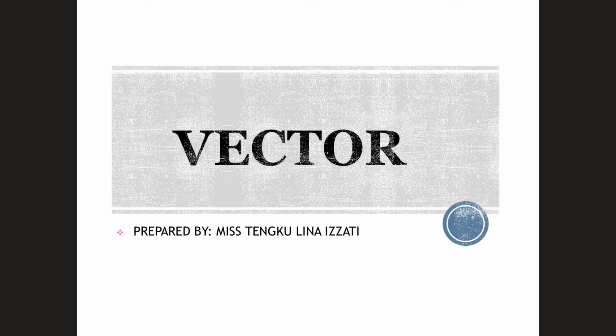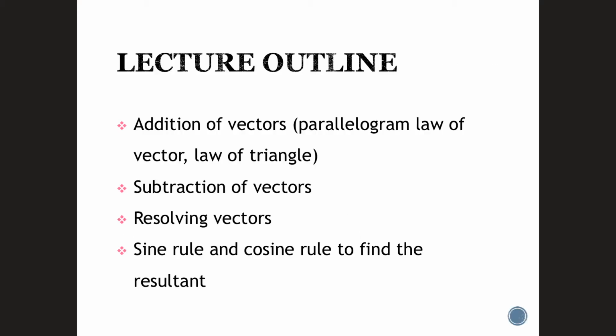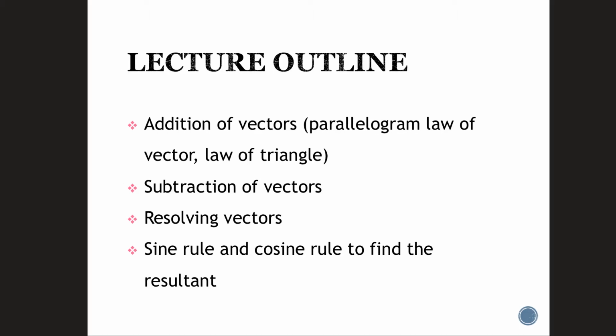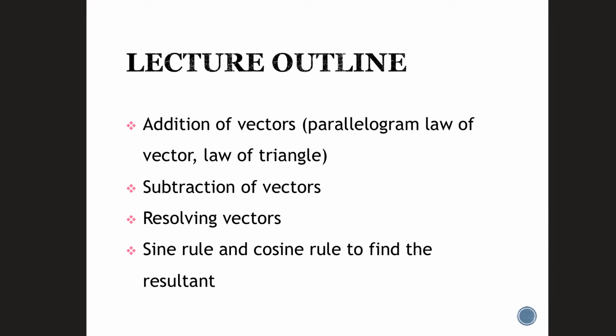So we are going to continue our lecture, which is chapter vector. Okay, so let's start now. In vector, the things that you need to understand is how we want to resolve the vector. Basically you can use the maths concept also, the sine rule and the cosine rule, to find the resultant. And then you need to know how to draw, which means that we have two types of drawing, which is parallelogram method and another one is tail to tip method.